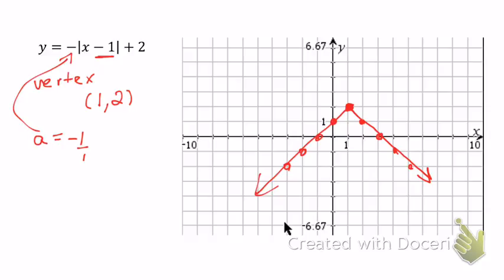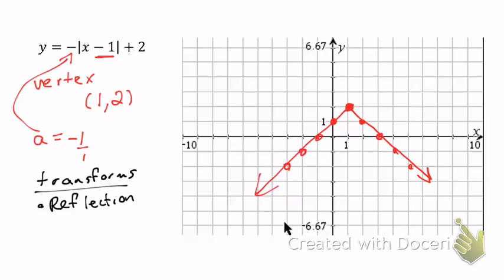Now, if I was trying to describe the transformations on this graph, we would just look at the different terms that we have. So the first transformation I see is, well, this one went down instead of up. It has a negative a value, so that's going to tell us it's a reflection.